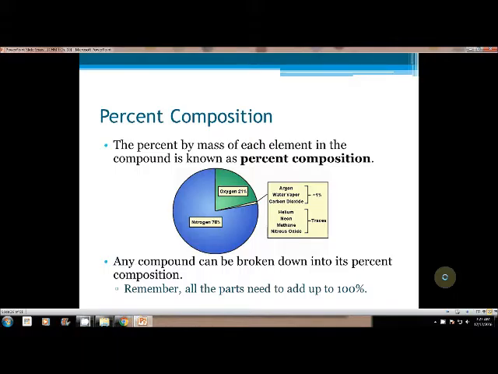For today's lesson, we are talking about percent composition, which is the percent by mass of each element in a compound. So any compound that we have can be broken down into its percent composition, and the most important thing to remember is that all of the parts, all of the percentages, need to add up to 100%. So that's a way to check yourself when you're doing these problems.